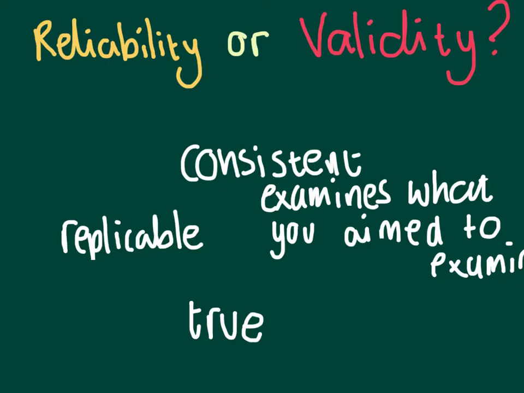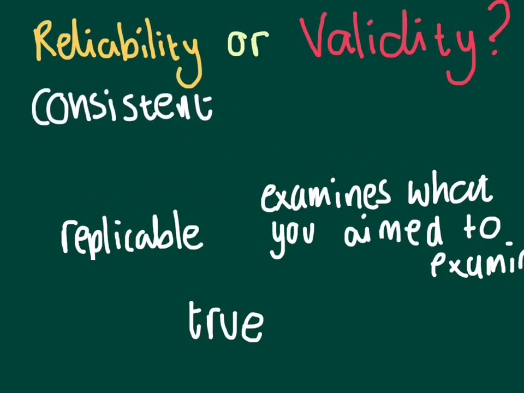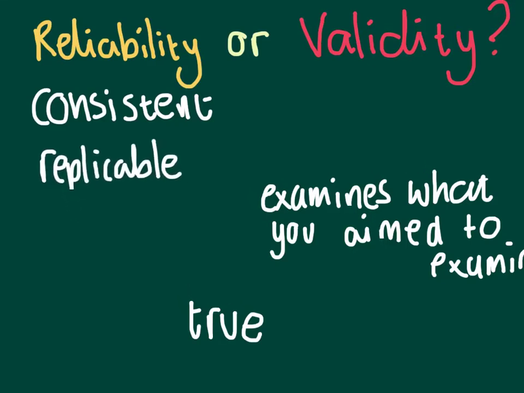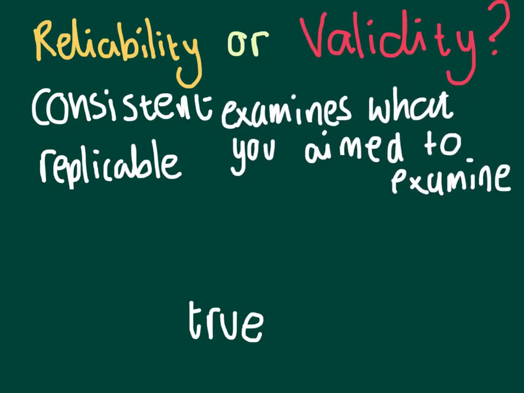So reliability refers to the consistency of your measurement. It also may refer to how replicable your study is, whether you're able to repeat it at a different time or place, or with a different sample. Validity examines what you aim to examine. So have you measured what you set out to measure? And the whole concept of validity refers to your results being true and honest.